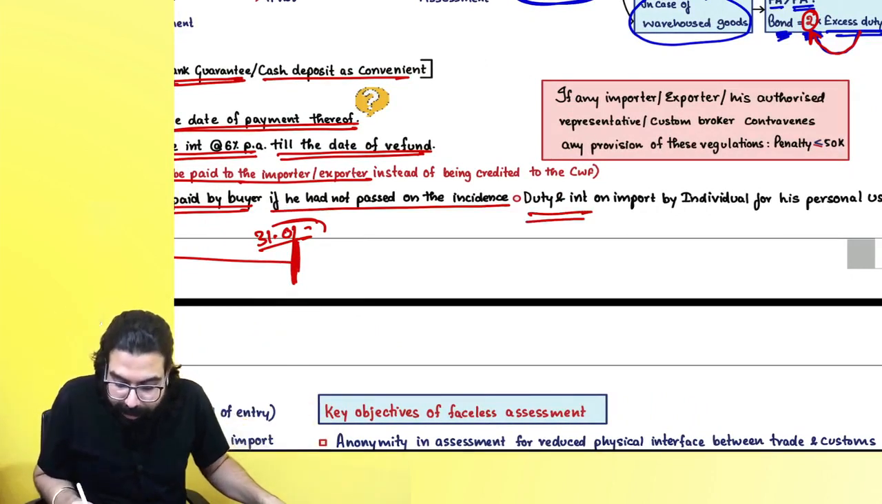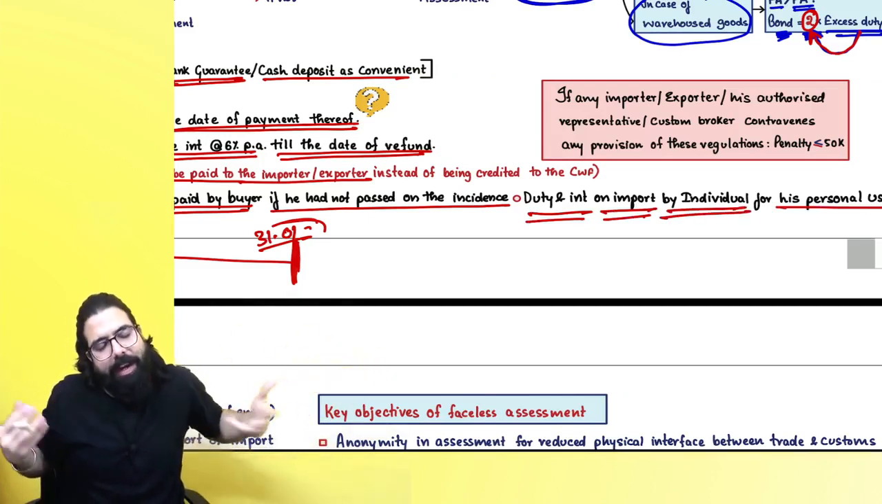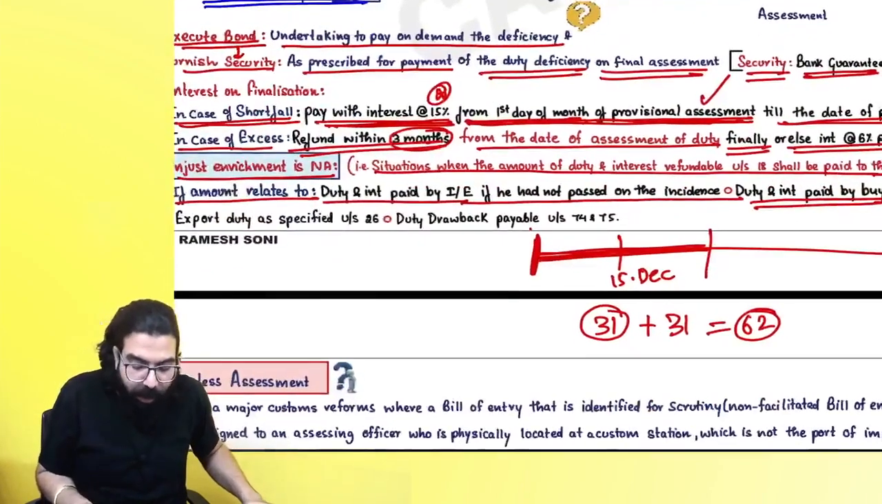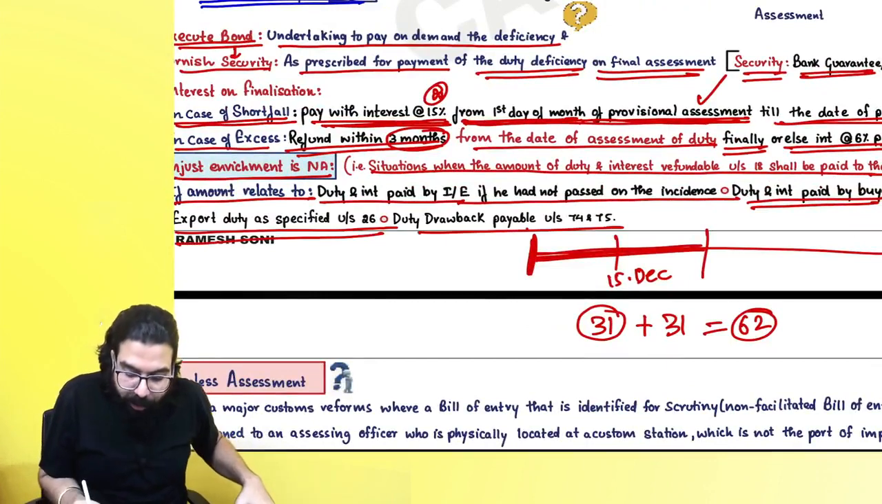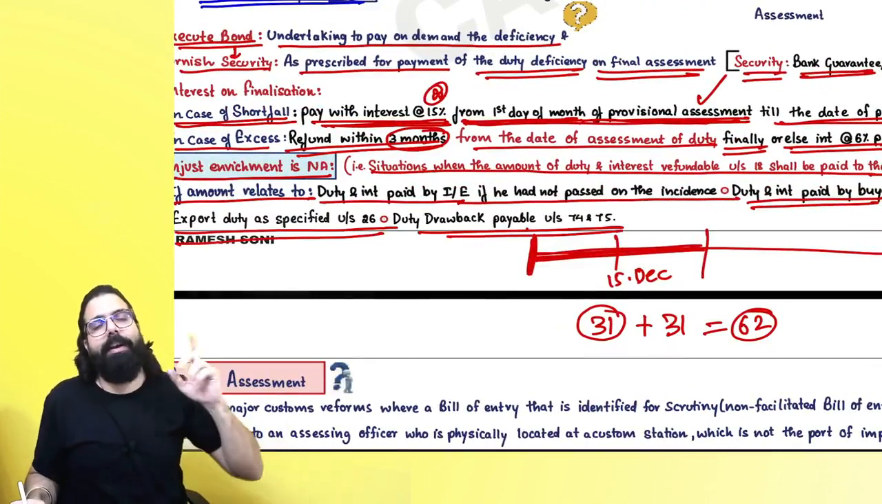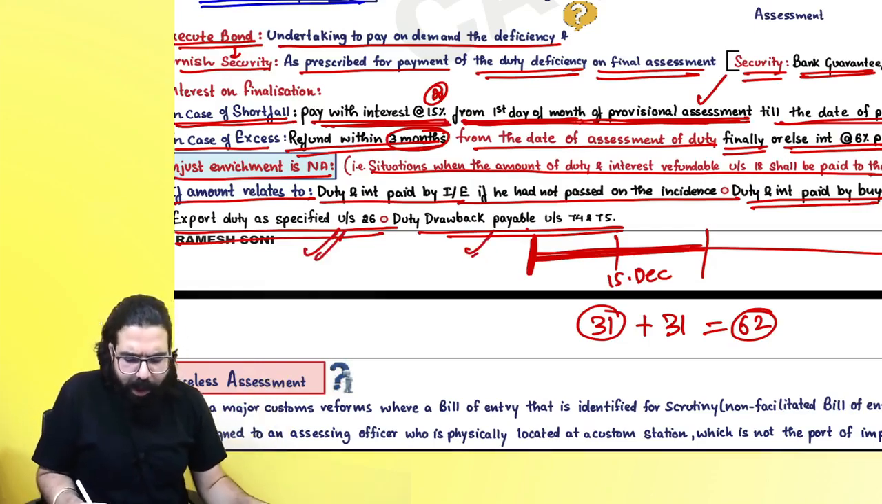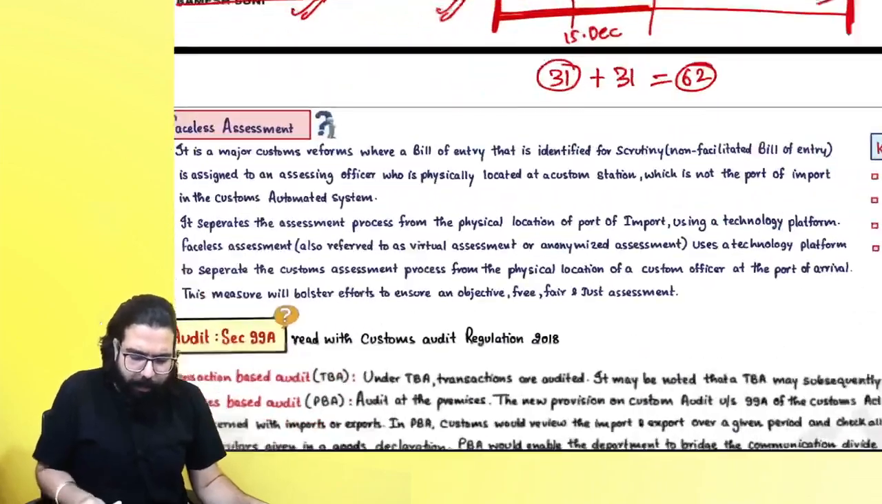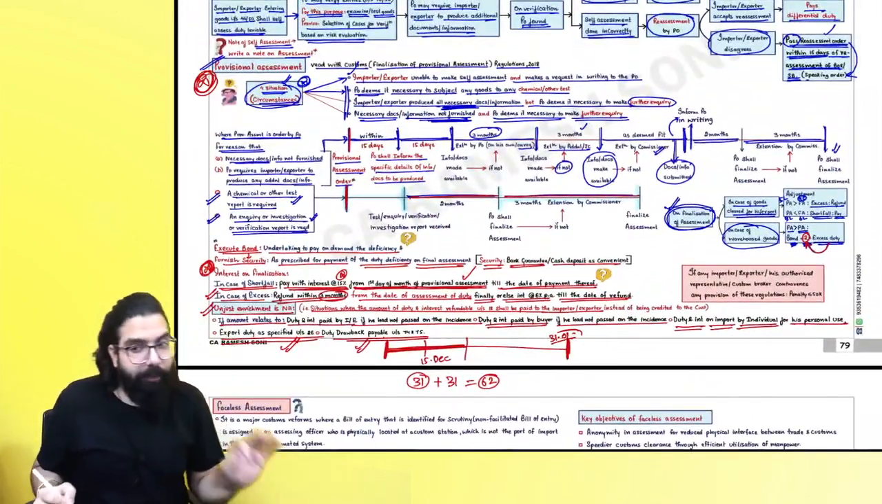Duty and interest on import by an individual for his personal use: I will never go ahead and pass on the burden, and hence if any refund is there, the refund will always be given to me. Export duty as specified under section 26 and duty drawback under sections 74 and 75, the refund is always given to the person. The person means the person who has exported or the person who has claimed the duty drawback. Everyone, very important, provisional assessment from exam point of view.